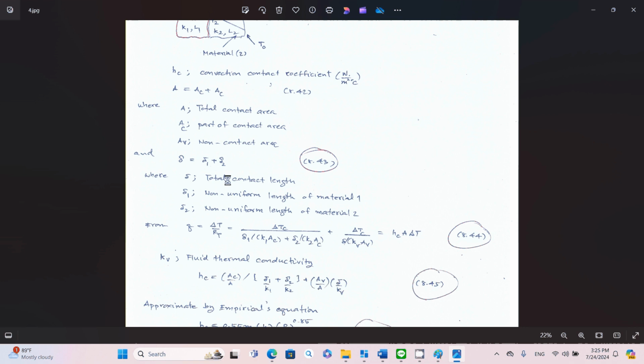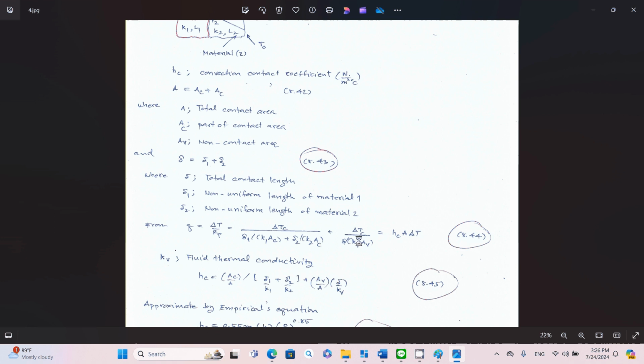Now you're also talking about length. Since the length is not continuous, the total contact has to be equal to the non-uniform length of material 1 plus the non-uniform length of material 2. By applying the thermal equation delta T equal to Q RT, you can put RT as delta 1 over K1 AC plus delta 2 over K2 AC, and also plus the void.